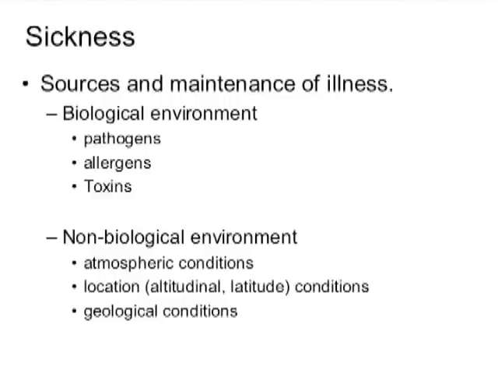So the first of these is the biological environment. And we have several different elements of the biological environment that are thought to contribute to illness. These can include pathogens such as bacteria or other kinds of things that are in the environment that can cause disease, allergens, pollen, things like that, and toxins, chemicals that are in the environment that can cause you to have an allergic reaction.